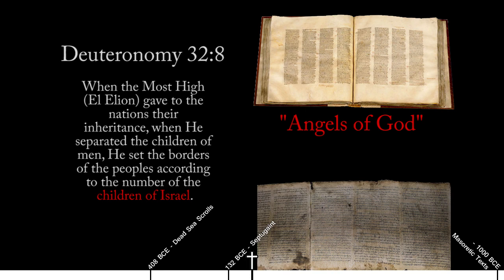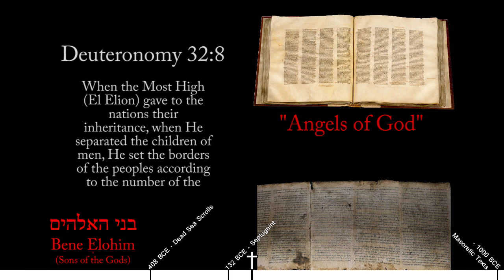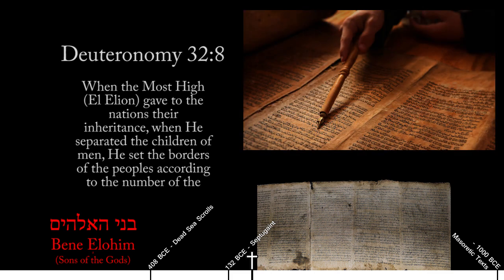The Dead Sea Scrolls, which are even older than the Septuagint, do not use the phrase malachim, or angels. Rather, they use the phrase Bene Elohim, sons of God. He set the borders of the peoples according to the number of the sons of God. This is one of those instances where the Jews altered the later text, drawing attention away from Yahweh's direct descendants.